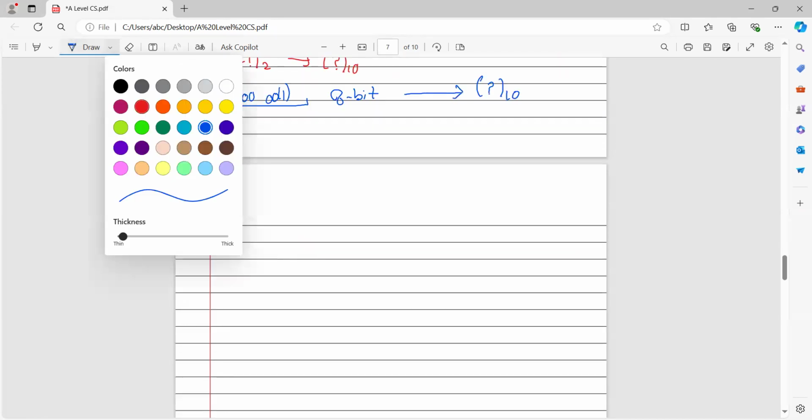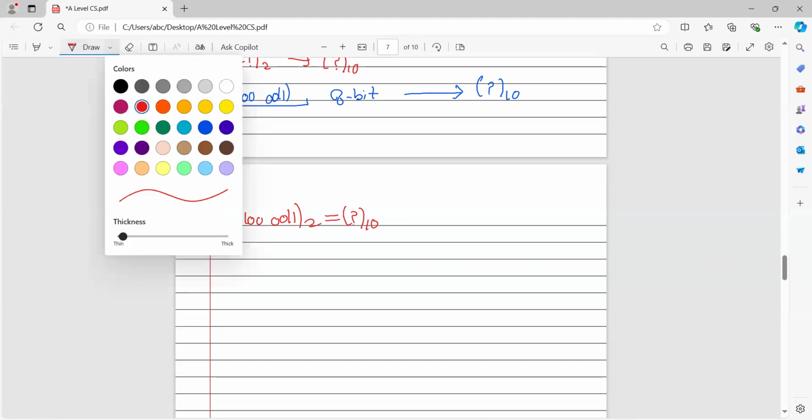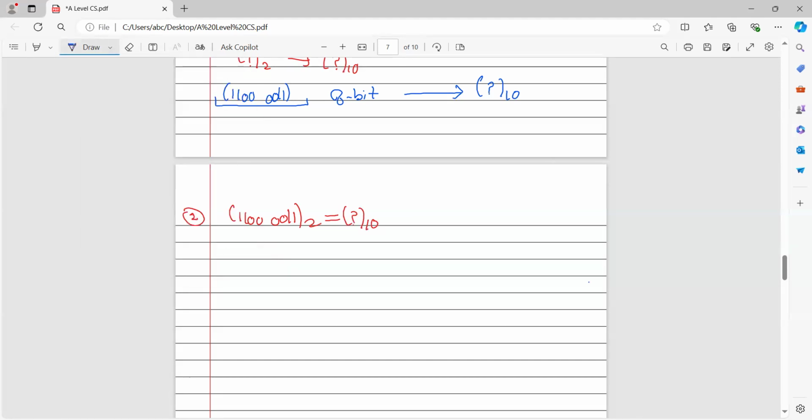So let me write it right here as well. This is the first question. This is the first conversion. The number is 11000011. I want to convert this into base 10. So the first thing I'm going to do right here is write a series for the conversion from binary to denary.